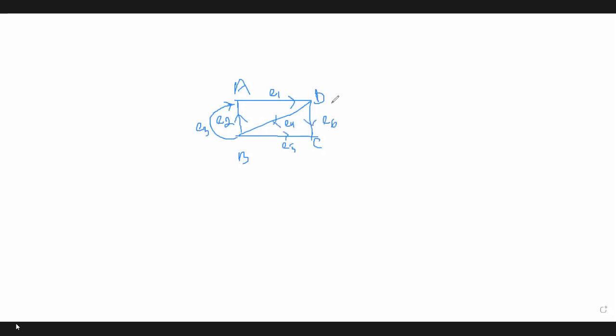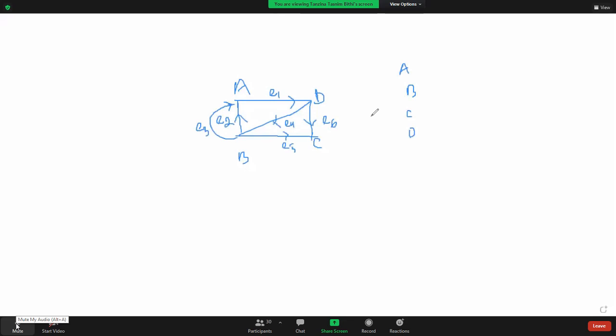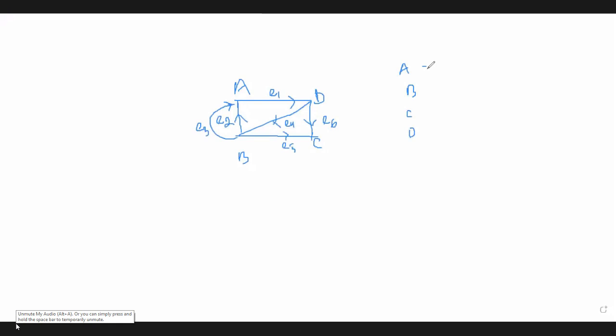So now this is a directed graph. And how many edges are here? The number of vertices is 4. The vertices are A, B, C, D. And how many edges can you find here? There are a total of 6 edges.